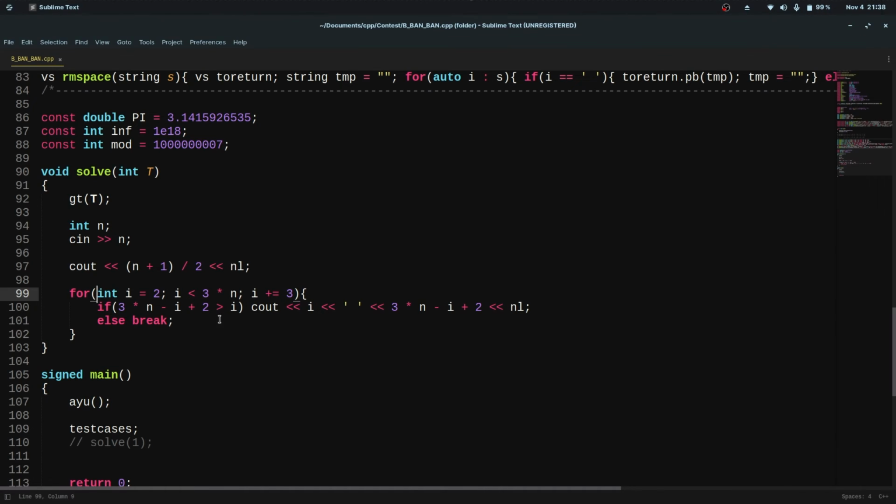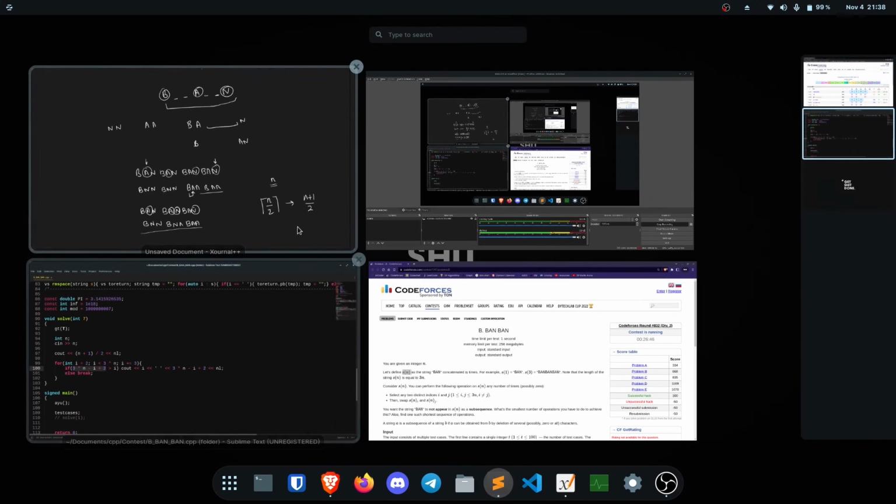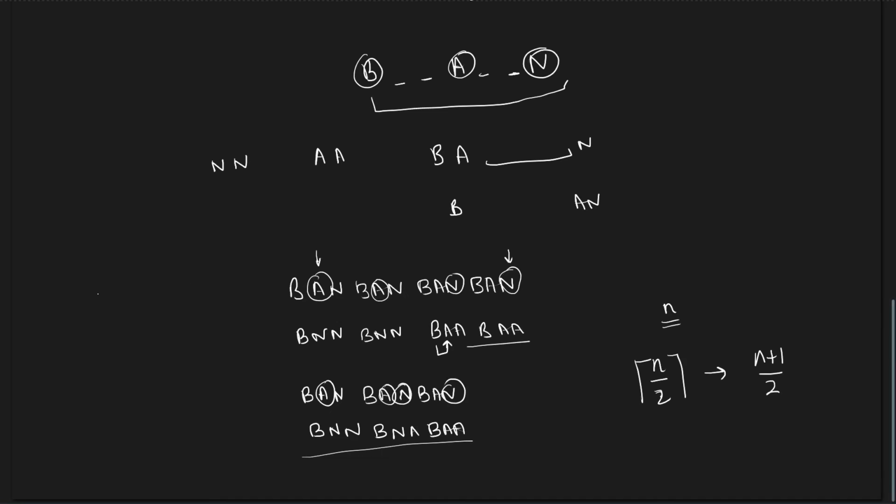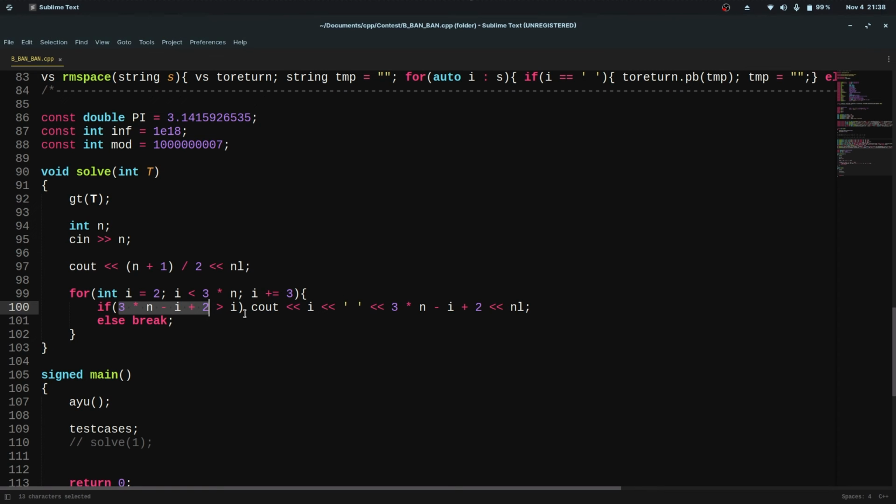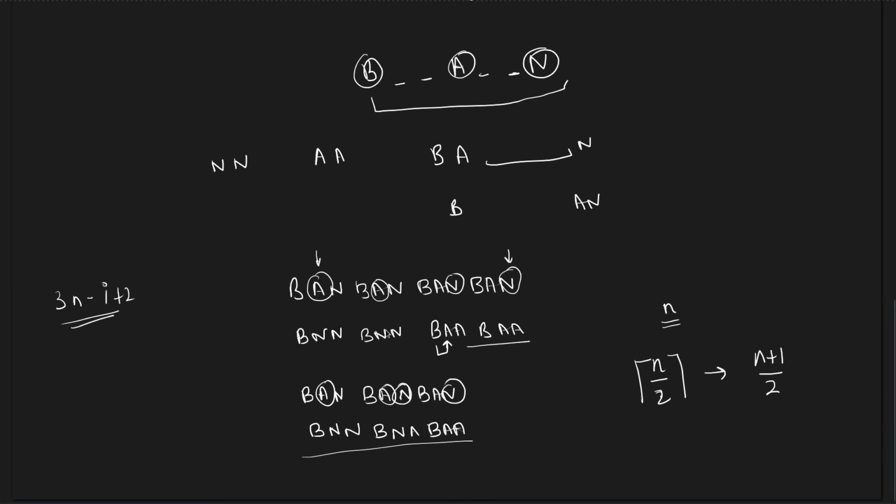So let's explain what this means. First of all, you have to focus on this particular value, which is 3n minus i plus 2. I am focusing on this value, and I am ensuring if it is greater than i, then I'll do something. Otherwise, I'll break.